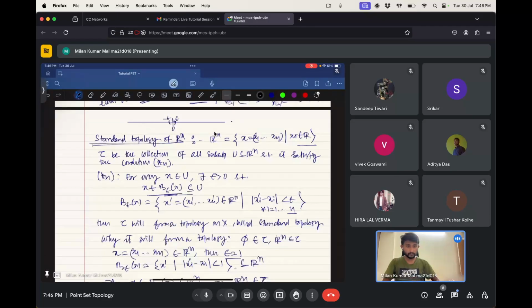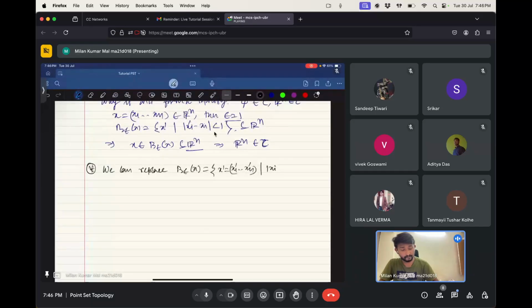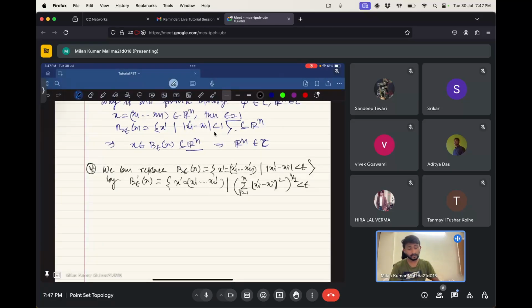But here one thing I want to point out: we can replace B epsilon x, which is the set of x dash equals (x1, x2, ..., xn) such that mod of xi dash minus xi is less than epsilon, by B epsilon dash x. I'm just writing this dash to make notation. That is the set of x dash equals (x1 dash, ..., xn dash) such that the summation over i equals 1 to n of the real number squared, whole to the power half, is less than epsilon. I can even avoid this half also, just less than epsilon.